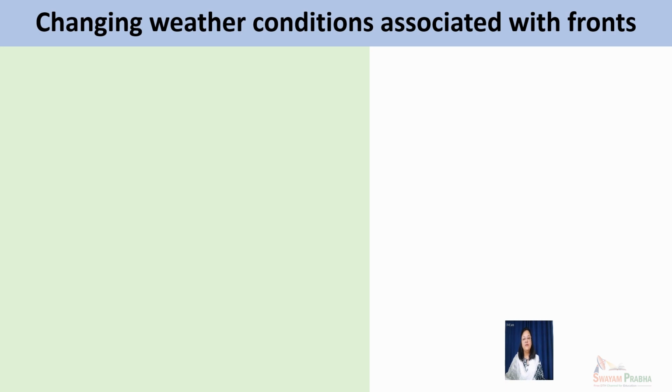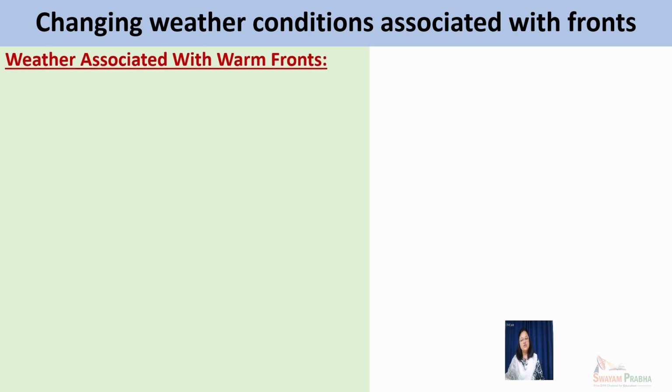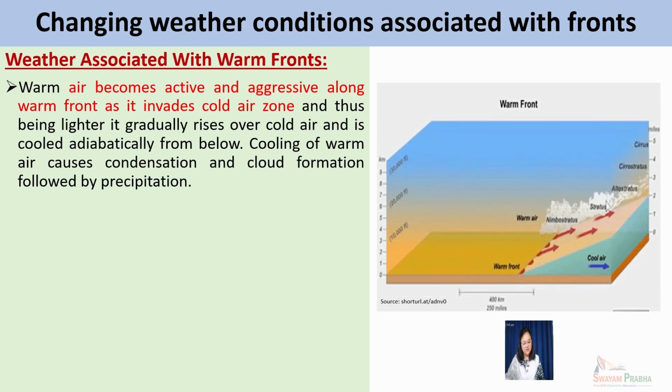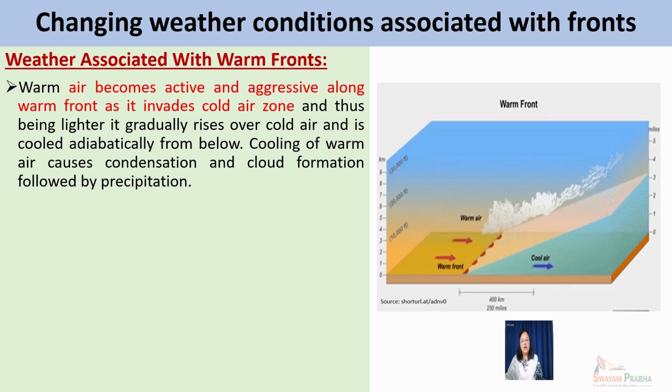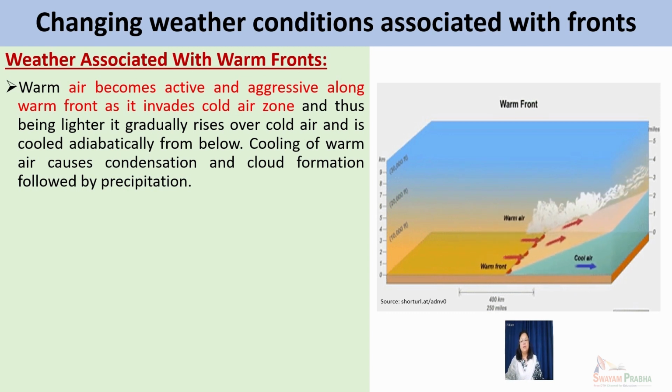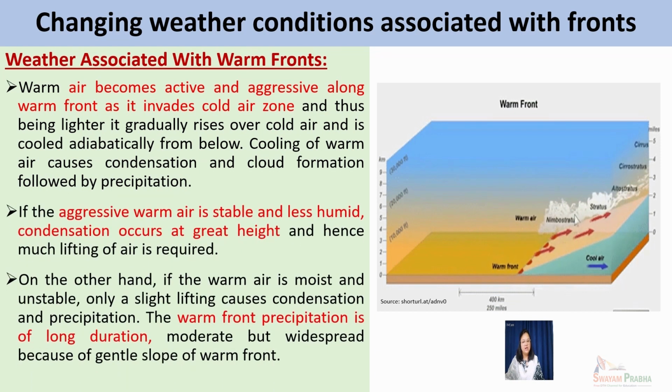Now, there are different weather conditions associated with different types of fronts. Weather conditions primarily associated with a warm front include the following. When the warm air becomes active and aggressive along the warm front, it invades the zone of cold air, and because it is lighter, it gradually rises over the cold air and is cooled adiabatically from below. Cooling of warm air causes condensation and cloud formation along the gently rising warm front.